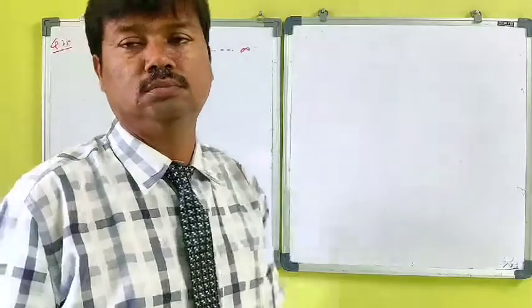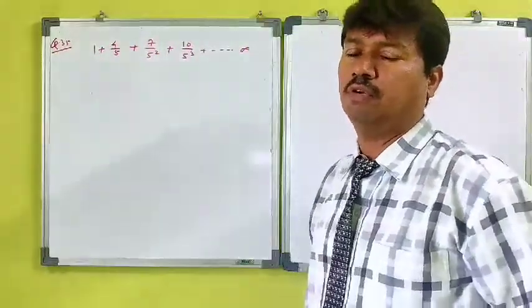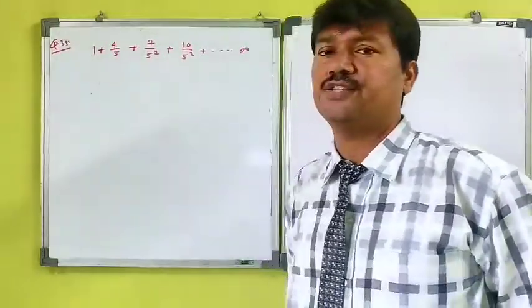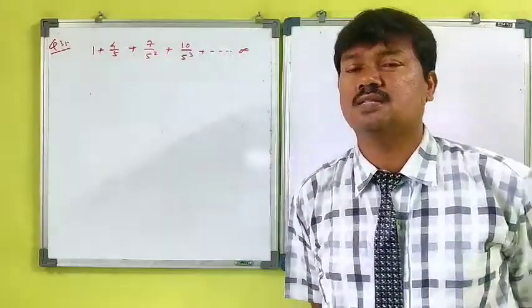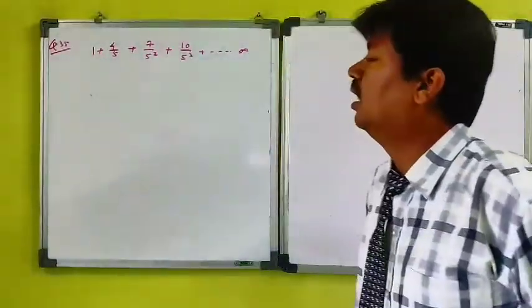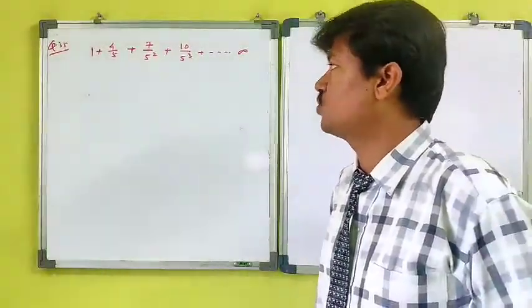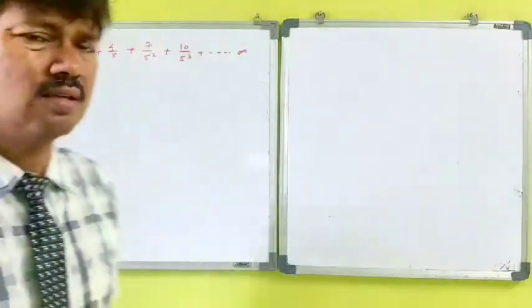Yes, so now we will discuss the MCQs here, MCQs from the JEE point of view. Question number 35 is about the MCQs on what we discussed till now: 1 plus 4 by 5 plus 7 upon 5 square plus 10 upon 5 cube, an infinite series. Again it's very simple.